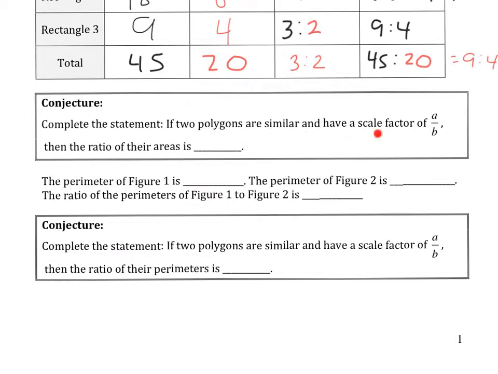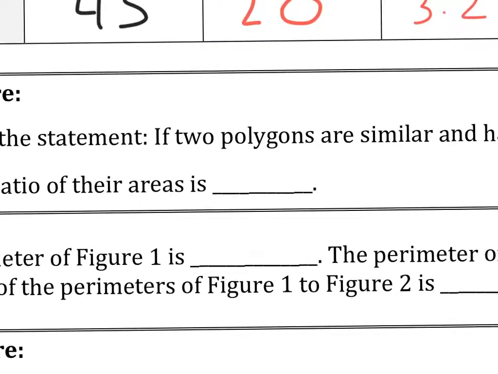So let's make a conjecture. If two polygons are similar and have a scale factor of A to B, or A over B, then the ratio of their areas is A squared over B squared. And that's how we compare areas.